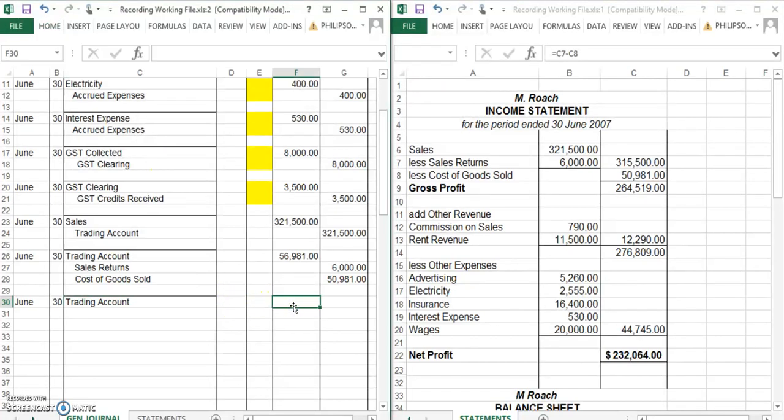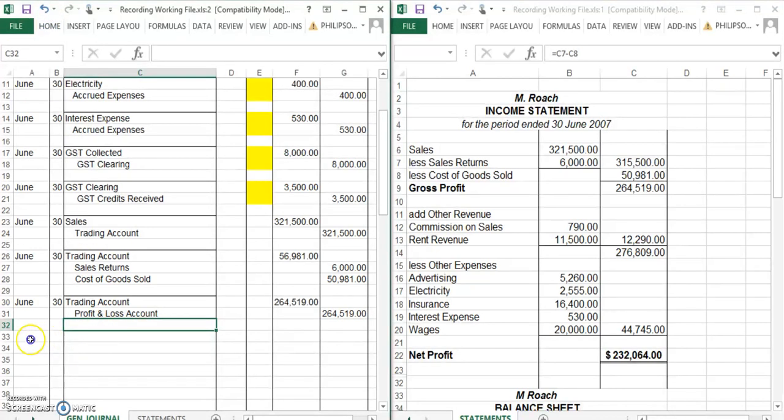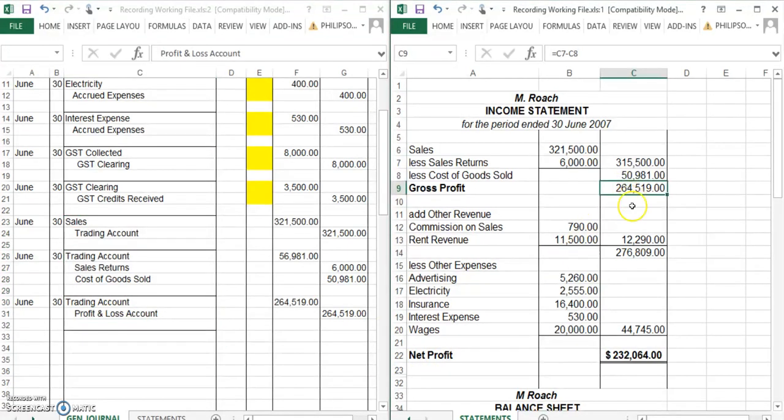Okay, for 264,519, and then we're sending it to profit and loss account, 264,519. Right, so that's that process to close off to trading and then send our trading gross profit down into the profit and loss account. Because in an income statement, eventually these figures all flow down here into our net profit anyway.